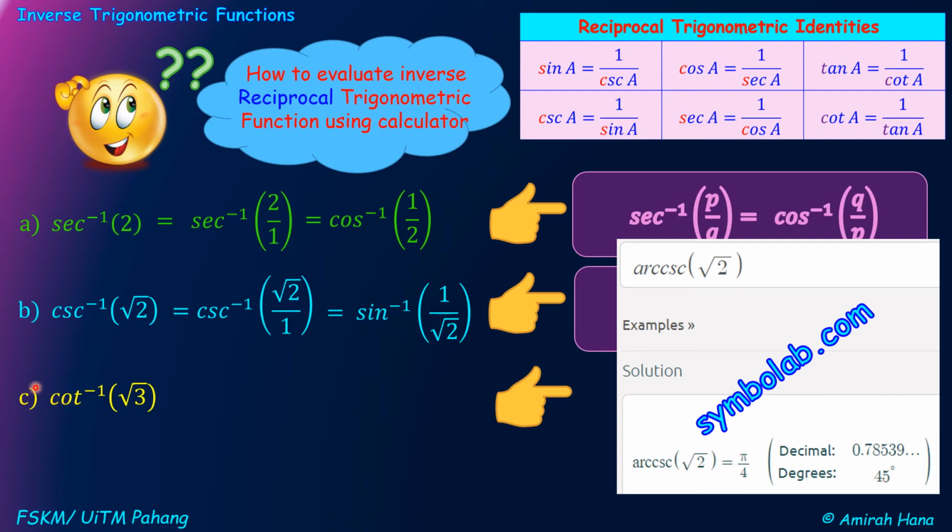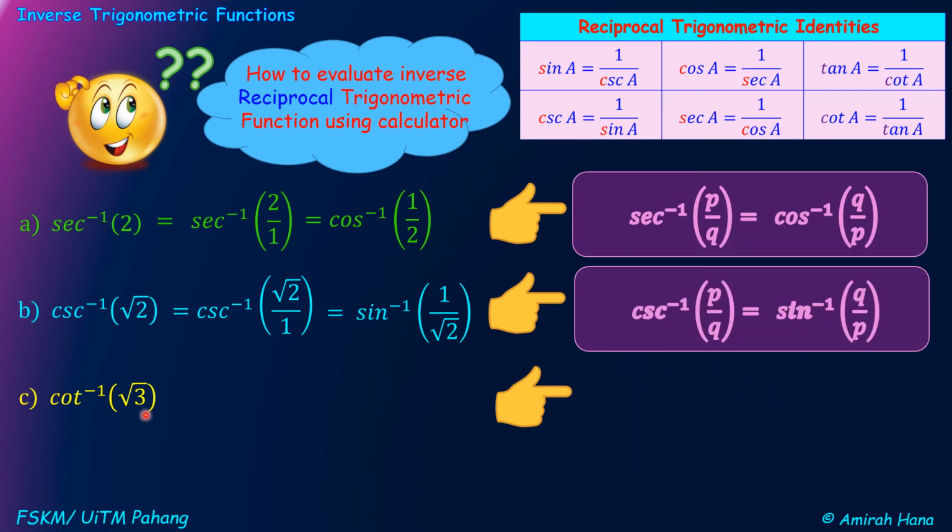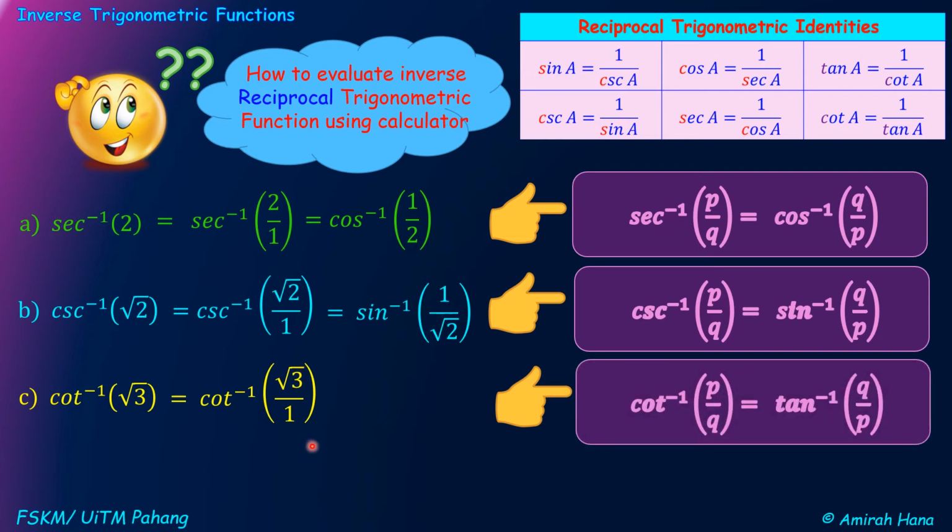After that, how to find inverse cot sec 3 using a calculator. From the reciprocal trigo identity here, cot means the reciprocal function of tangent. So before that, we can write inverse cot sec 3 over 1. Then we can use this formula: inverse cot P over Q equals inverse tangent Q over P. So we write inverse tangent, we just exchange numerator and denominator. So we get this.